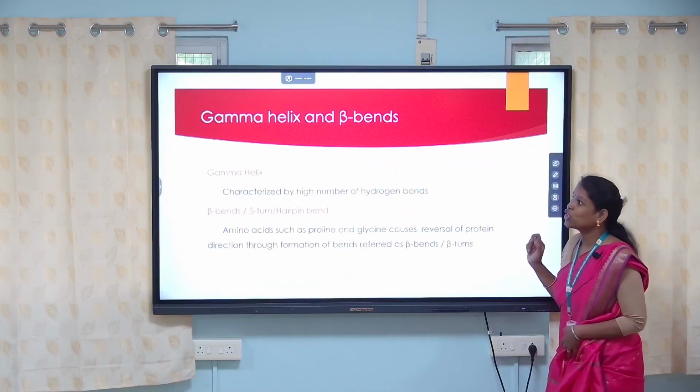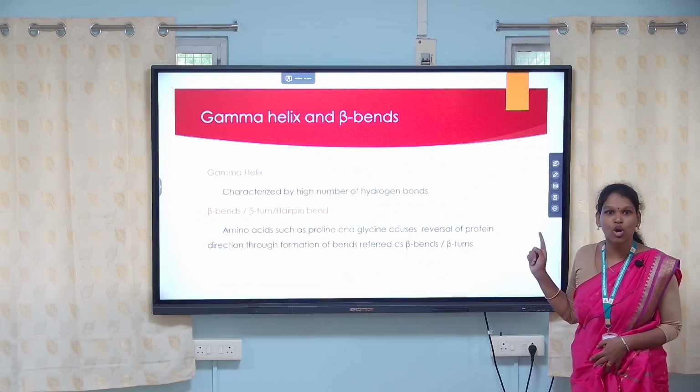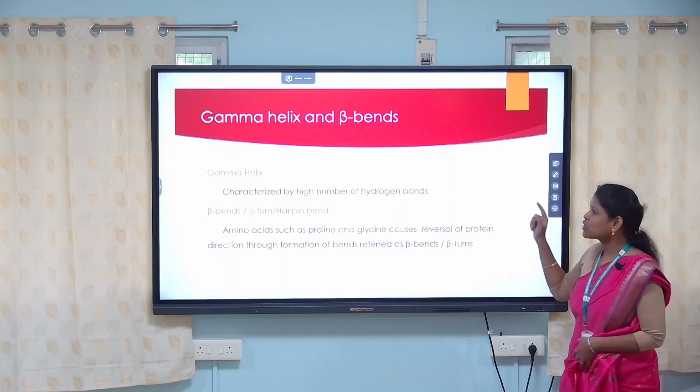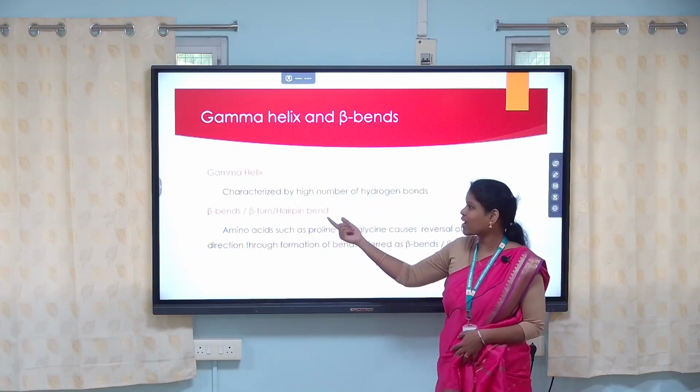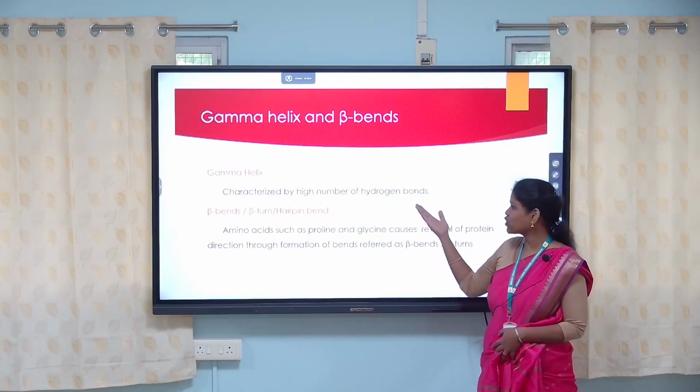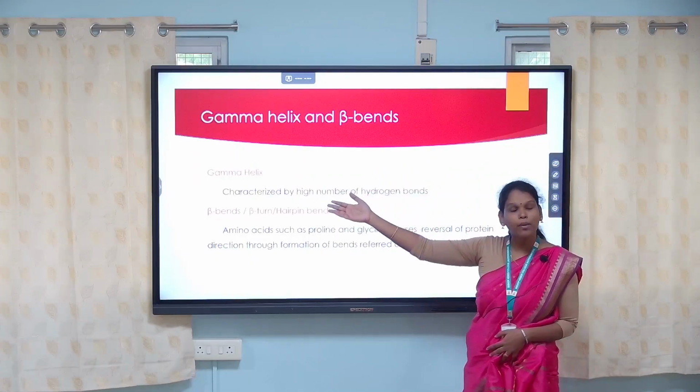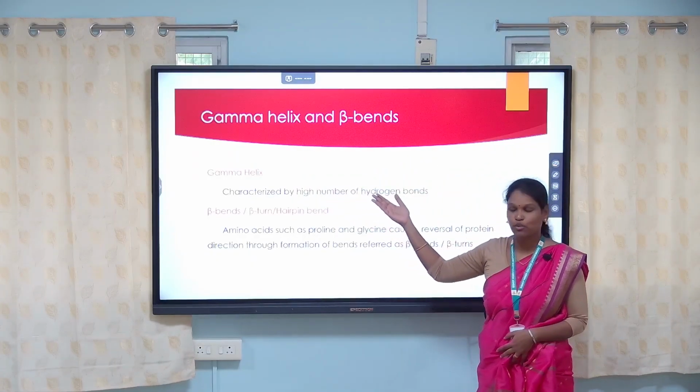And next is the gamma helix and beta sheets of secondary structures of protein. The gamma helix is also characterized by a high number of hydrogen bonds present in the gamma helix structures of the secondary structure of proteins.